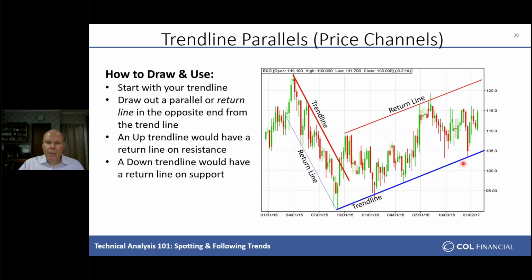So let's say in a case like this, draw out a parallel or return line at the opposite end of the trend line. So if I do this, copy this line, push it up to this upper area here, and then draw it out. And then you will have an uptrend line, which you will use as a return line on that resistance. And in a downtrend, you would have, of course, your return line placed on the lower end of the range.